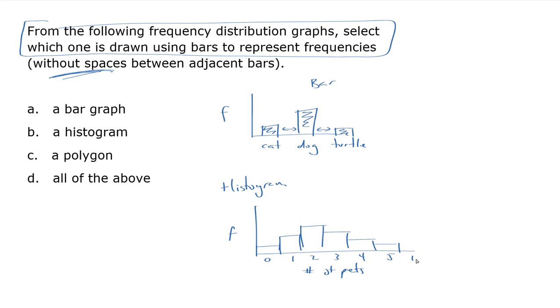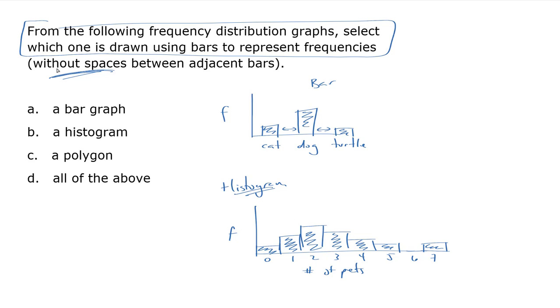Even if you had a category that has no frequency, like category number 6 pets in the house, there are no responses of 6 pets in my example here, but still my 5 comes right up against where the 6 would be, and the 7 comes right up against where the 6 would be. There's no space in between the categories.